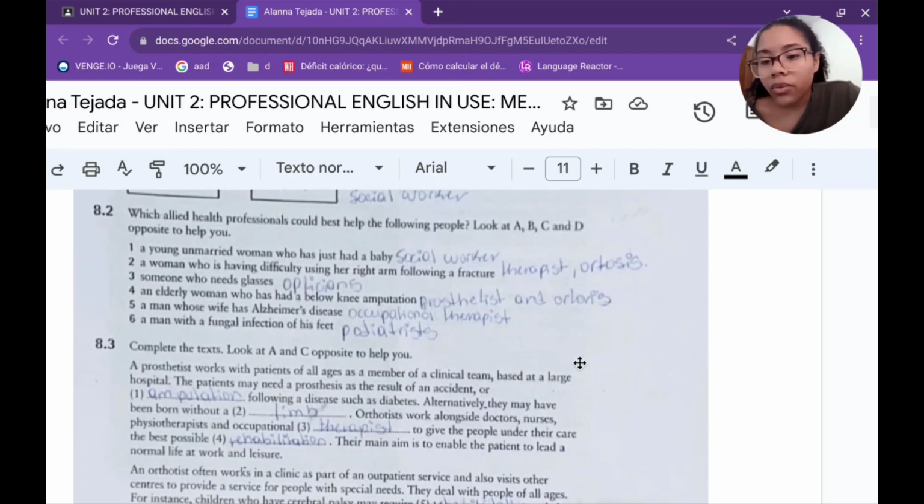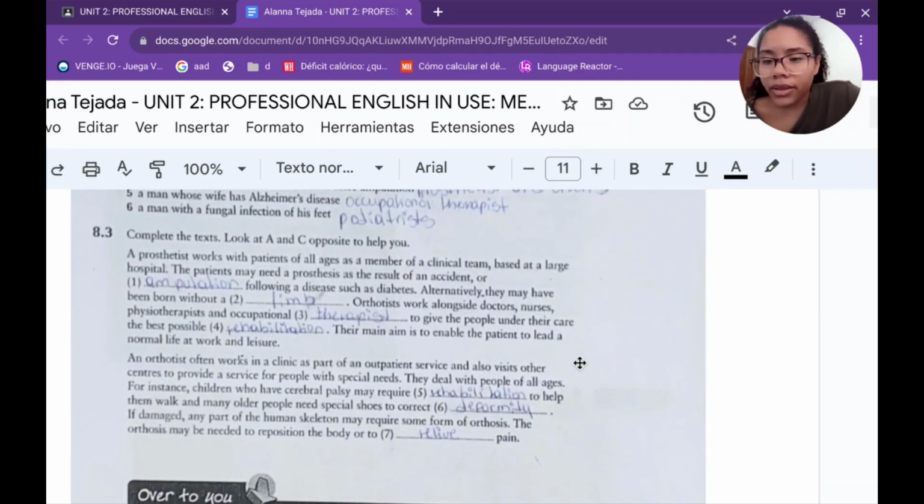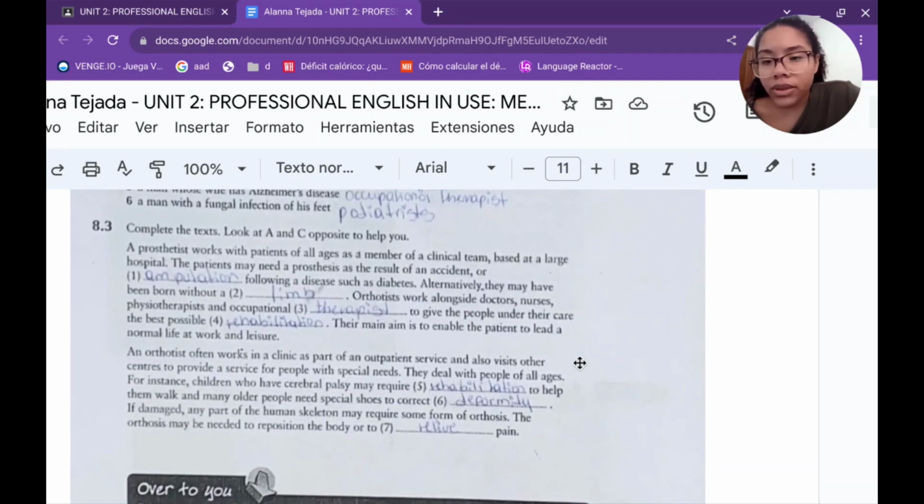A man with a fungal infection on his feet: podiatrist. Complete the text. Look at A and C opposite to help you.